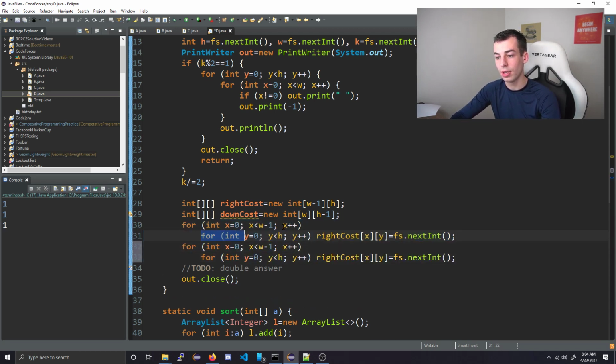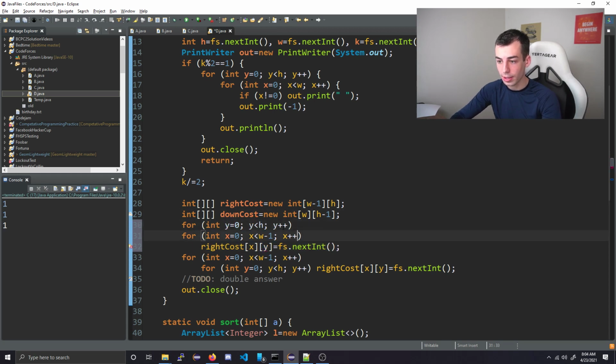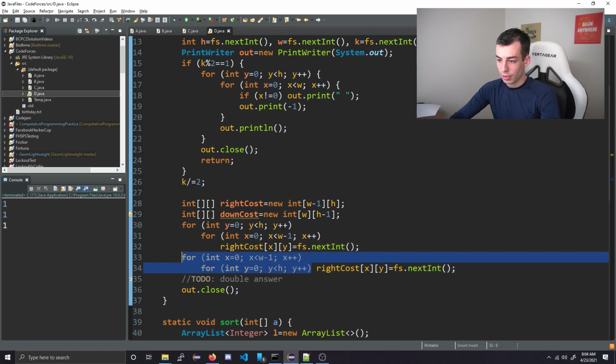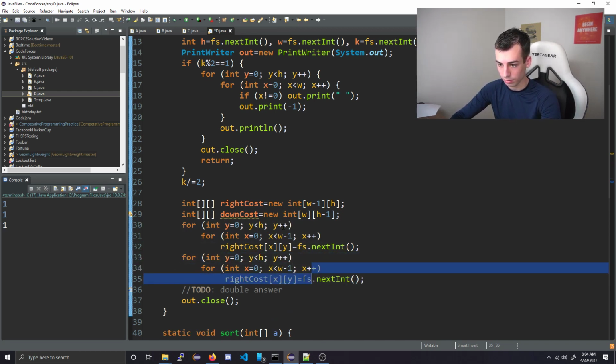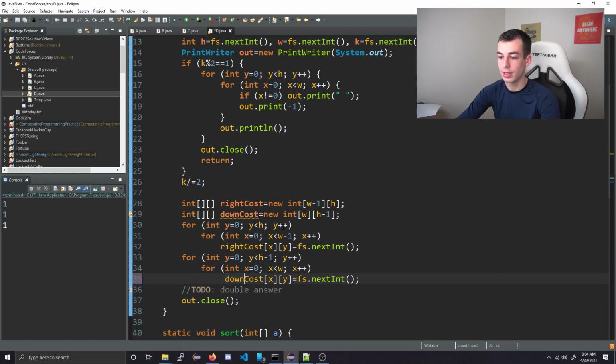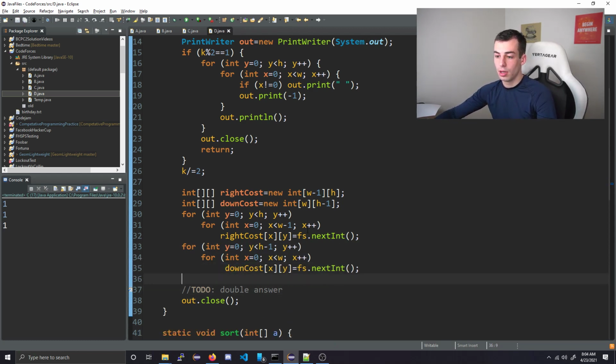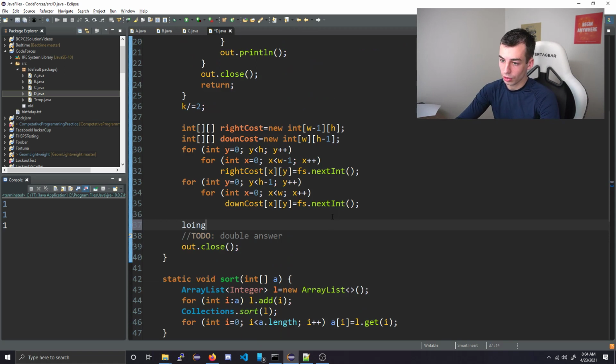Oh no, I've reversed the order here. We read in y then x. Same thing here. This goes to height -1. This goes to width, and this is the down cost. All right, so we need a long double array, dp is new long width by height.